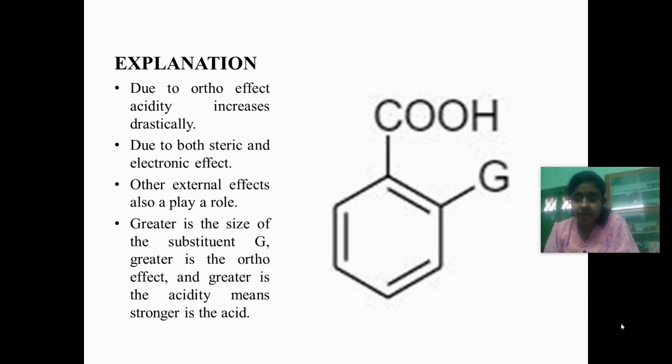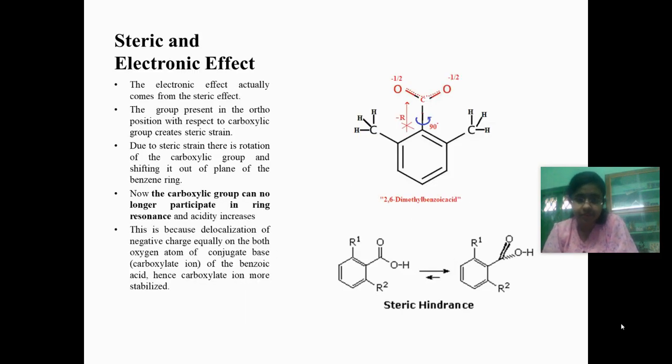So the bigger the group has a bigger size, the higher will be the acidity, because the higher will be the ortho effect, the higher will be the acidity. Let's go to the next part.